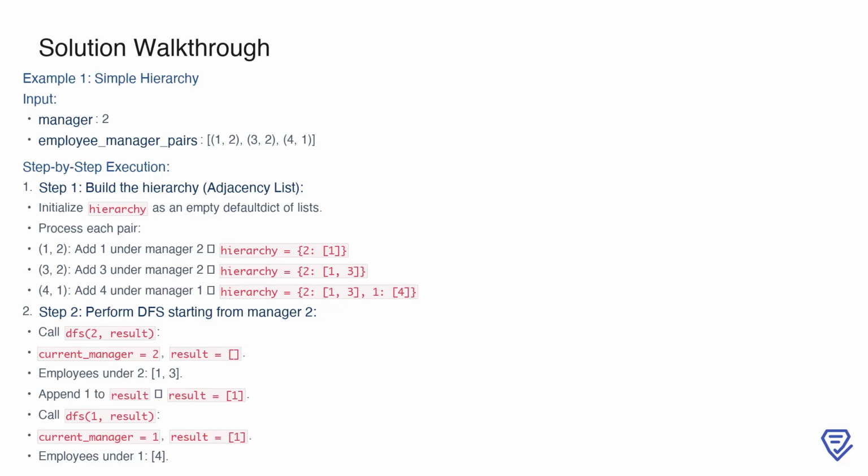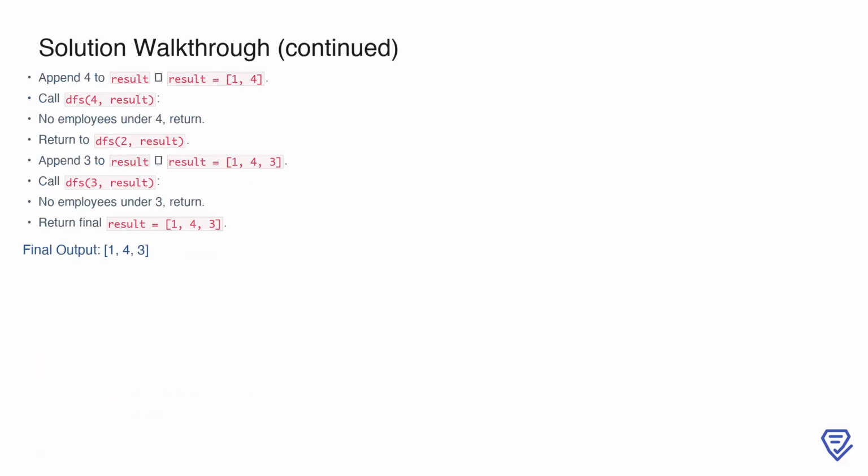Next, we perform a depth-first search, or DFS, starting from manager 2. The DFS function begins with manager 2 and an empty result list. Since manager 2 has employees 1 and 3, we start by appending 1 to the result and recursively call DFS for manager 1. At this point, the result becomes 1, and we proceed to explore the employees under manager 1, which is employee 4. Continuing the DFS from manager 1, we append 4 to the result, making it 1, 4, and then recursively call DFS for employee 4.